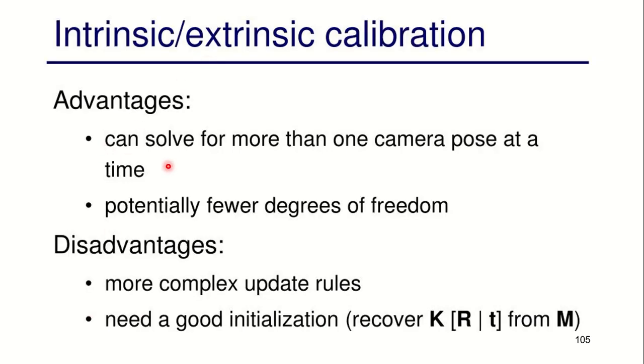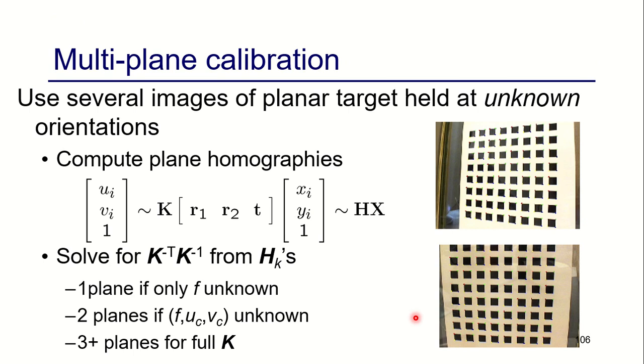And the advantages are that we can solve for more than one camera pose at a time and potentially fewer degrees of freedom. And the disadvantages are that it has more complex update rules, and it needs a good initialization to recover this K from the M.